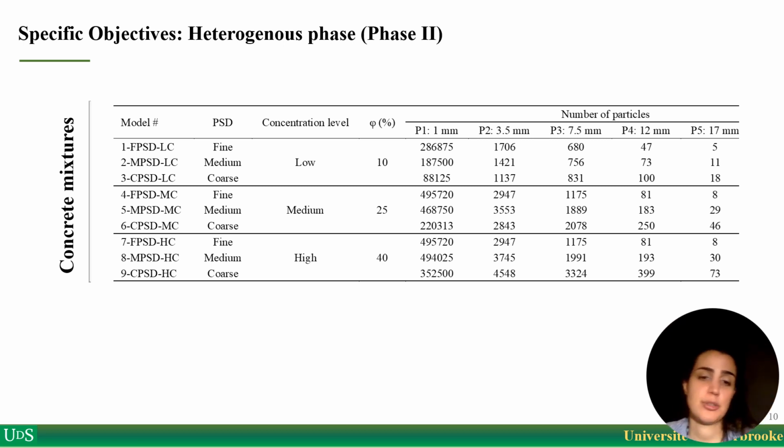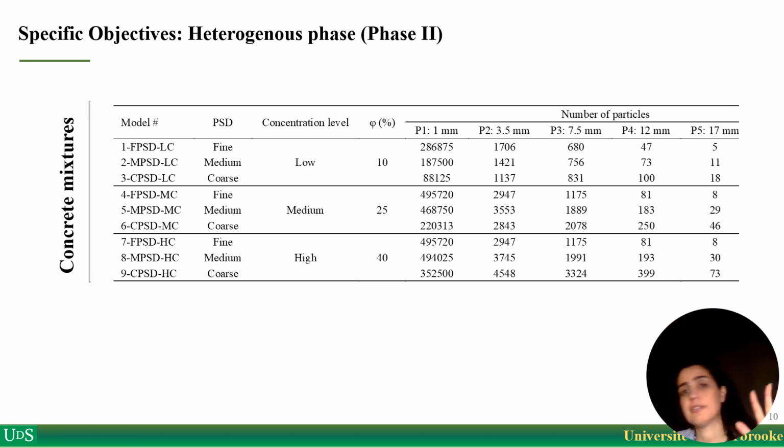For example, as you can see, the first three mixtures have 10% concentration but different particle size distributions, including fine, medium, and coarse. And for example, the last three concrete mixtures have 40 percent concentration, but with various particle size distributions: fine, medium, and coarse.